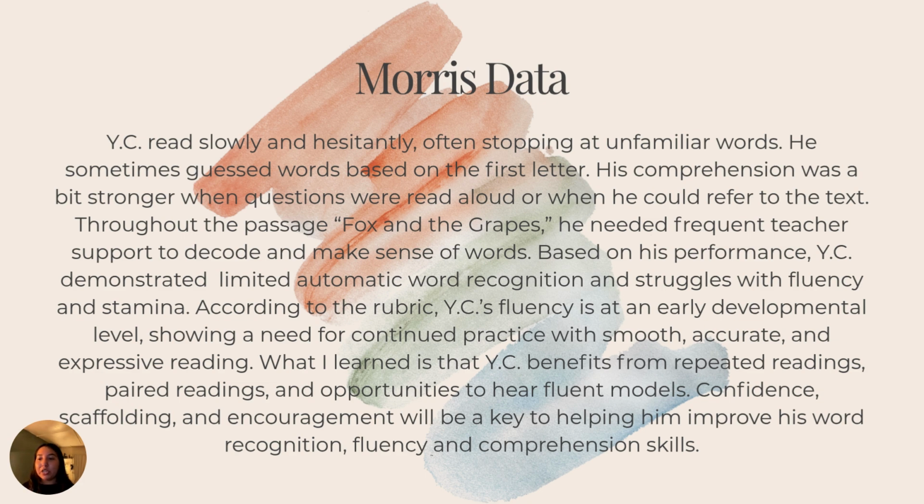He read 42 words correctly per minute with about 85% accuracy, placing him at the early instructional level. He hesitated on longer words and lost comprehension when vocabulary became challenging. However, when I gave him support, he could recall key details and retell the story in his own words. This shows that he has strong comprehension potential, but he needs fluency and vocabulary scaffolding.